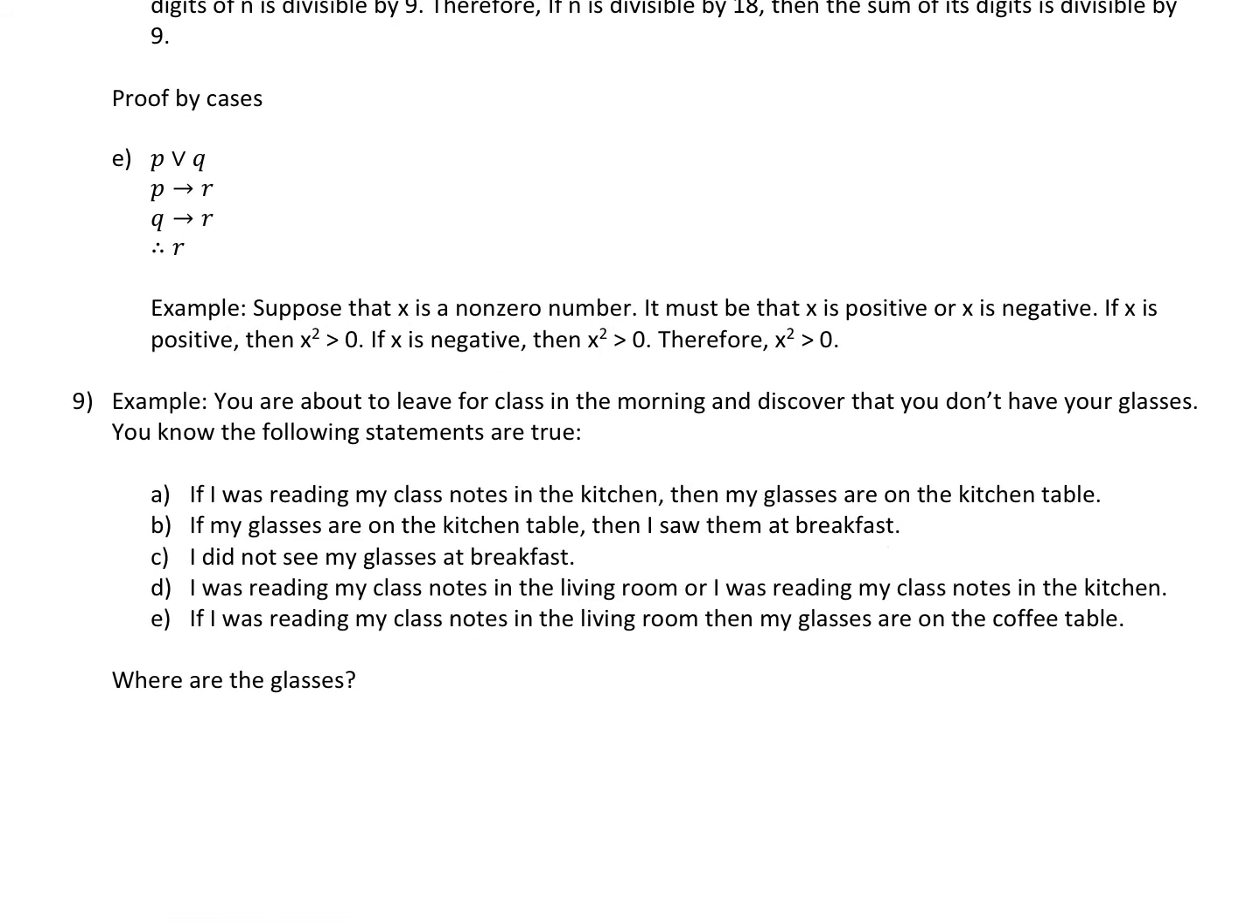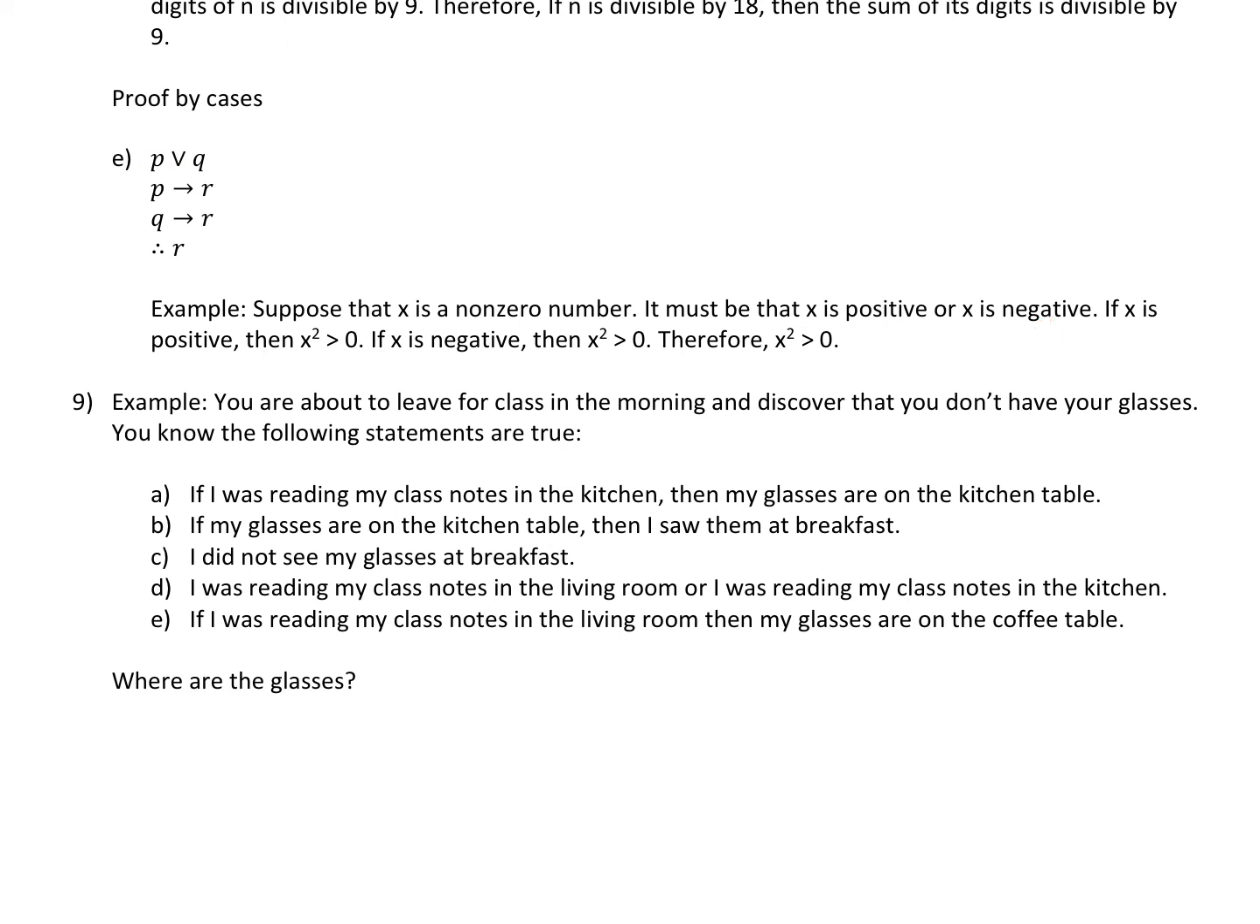Then we have proof by cases. This is also a longer argument, so I put it vertically. P or Q, we know P or Q. P implies R and Q implies R, therefore R. So if you know either P or Q is true, either one of them will imply R, so R must be true. For example, suppose that x is a non-zero number. It must be that x is positive or x is negative. Those are the only two options.